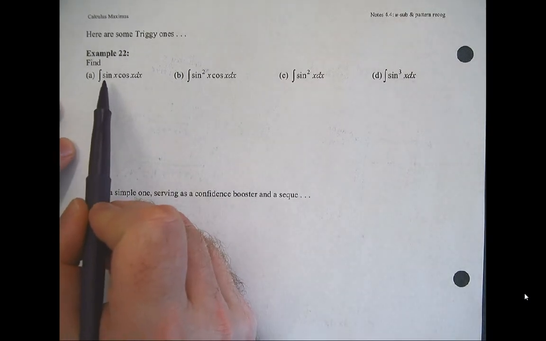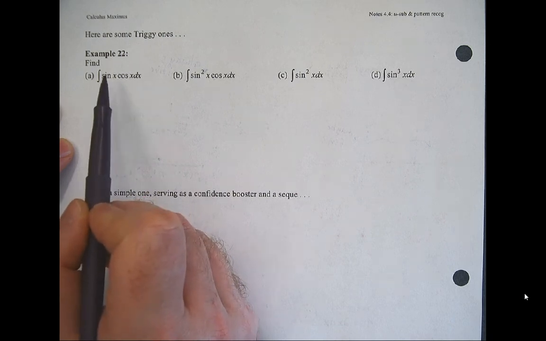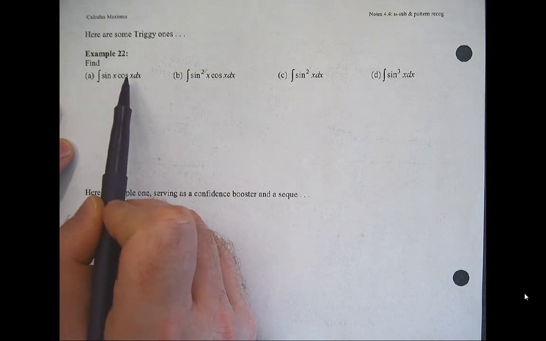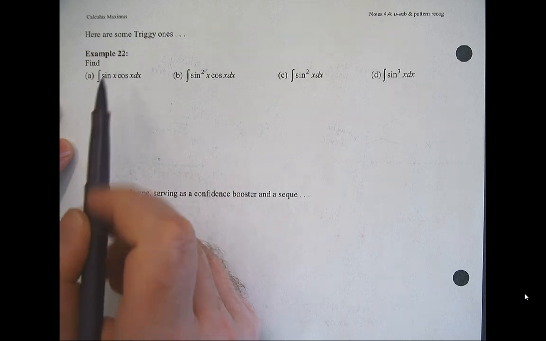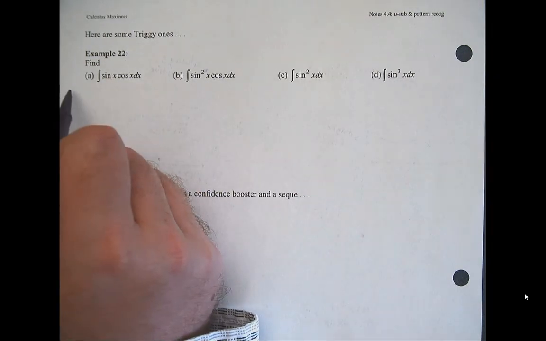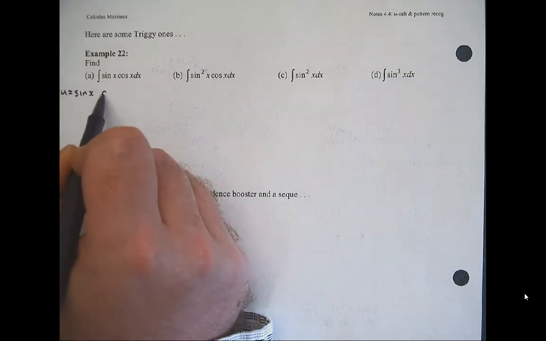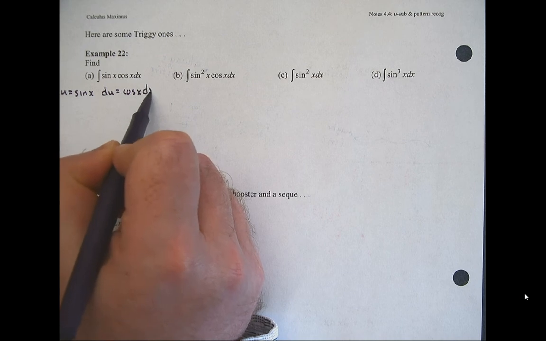So this is a situation where I could pick either one to be my u, because what's the derivative of sine? Cosine. What's the derivative of cosine? Negative sine, but either way, they're related to each other. I'm going to pick the one that doesn't need any negatives, so I'm going to choose my u to be sine of x. Thus, my du would become cosine of x dx.